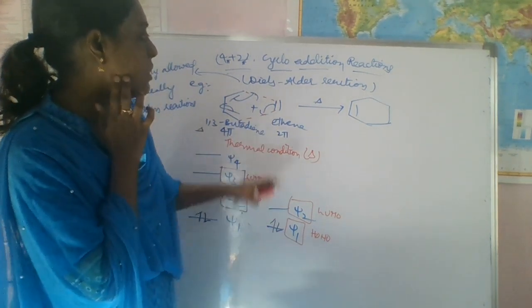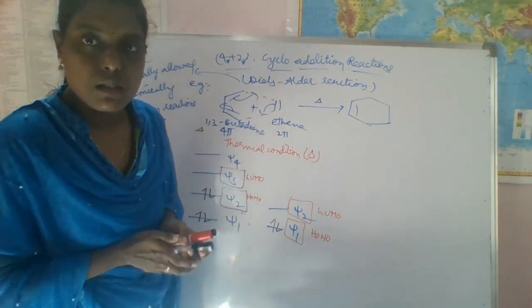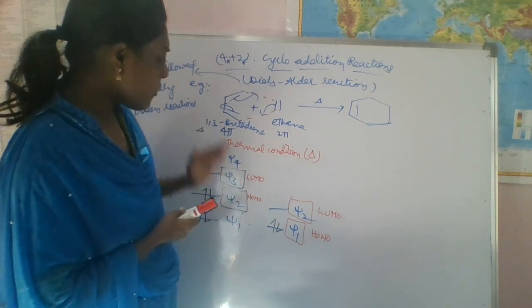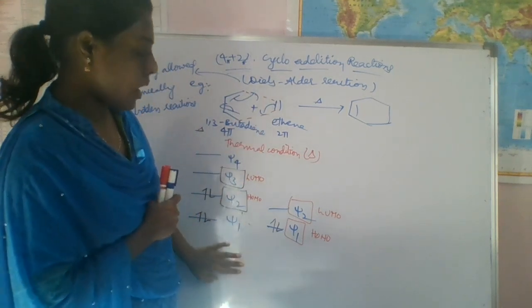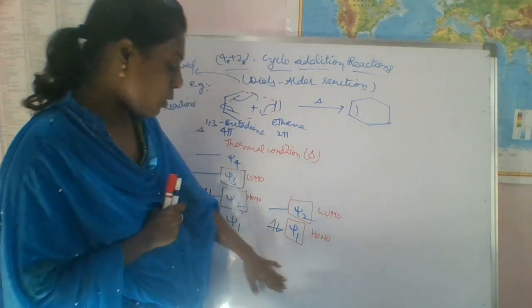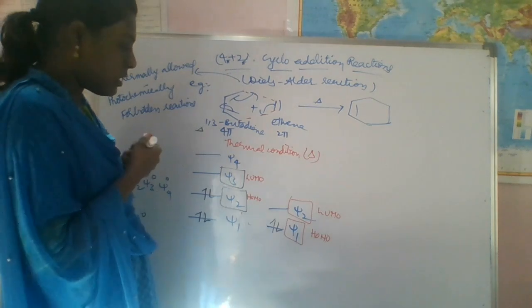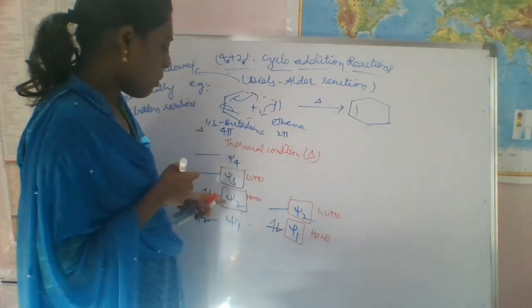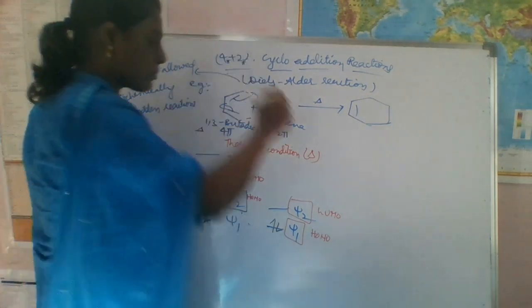Here 4 pi electrons are there and here 2 pi electrons are there. Next, what we have to do here is select the HOMO and select the LUMO. You know very well what will be the HOMO and what will be the LUMO for this one.